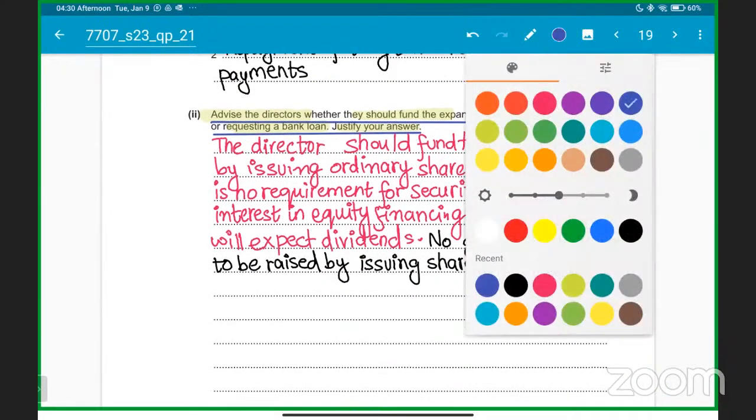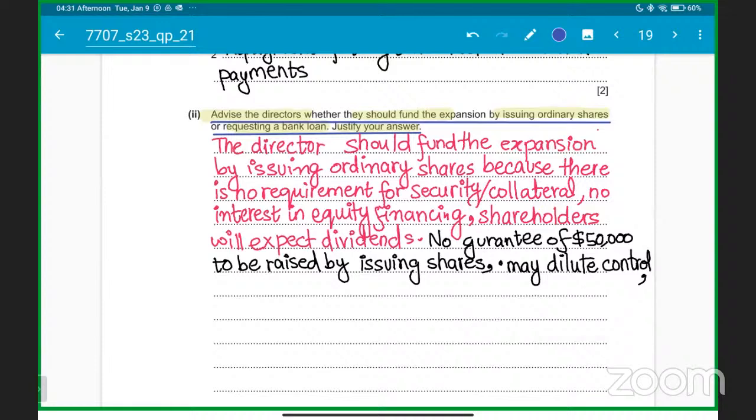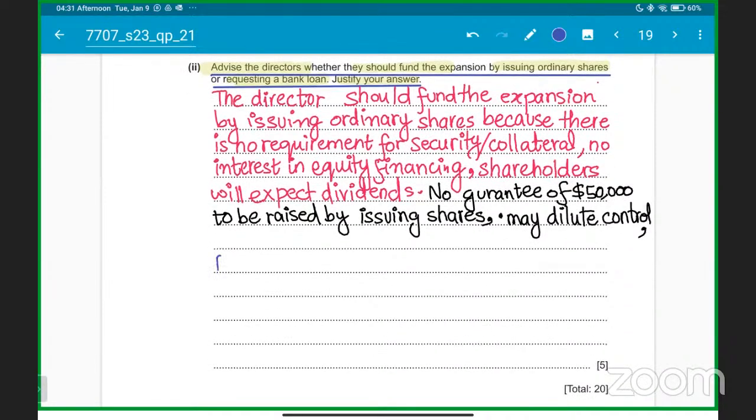And then you can write down some points for requesting a bank loan. A bank loan can be available quickly. Everyone getting it? The bank loan can be available quickly, but interest will be charged, and security will be required.